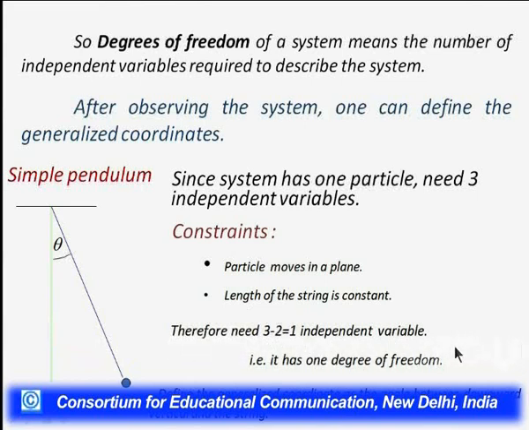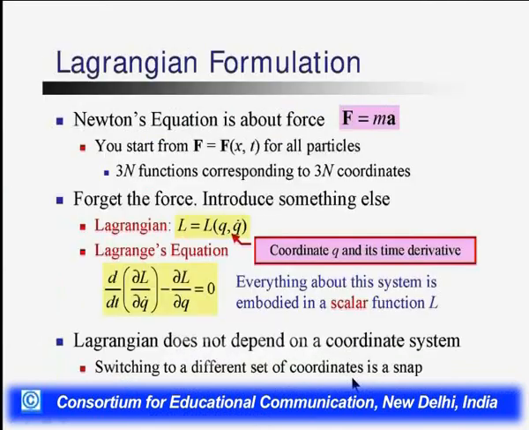So this has 1 degree of freedom. Like 3n minus k, here 3 is the coordinates, minus 2 is the constraints, then 3 minus 2 is equal to 1. One is the independent variable in which the particle can move, so it has 1 degree of freedom. And we define the generalized coordinate as the angle between the downward vertical and the string, that is the 1 degree of freedom of the motion of the particle.